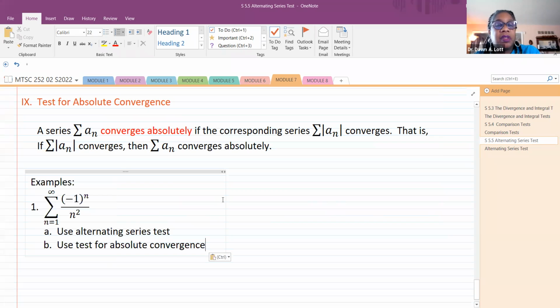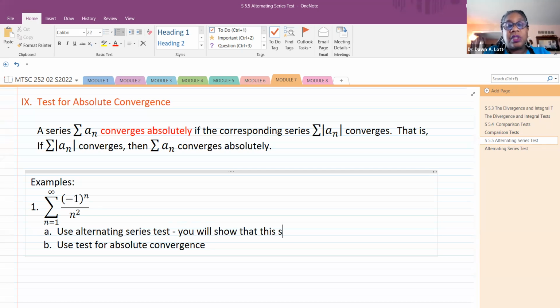Okay, first example is this. Now, this is an alternating series, which means I would use the alternating series test. If I use the alternating series test, it will show that this series, it's actually easy to see that this series is going to converge.